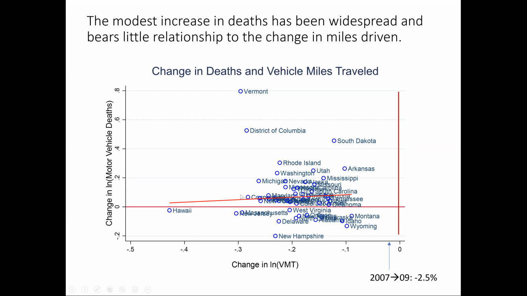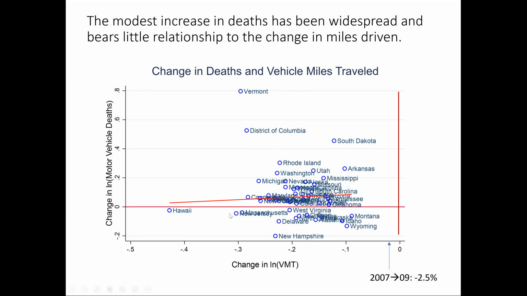The red line here is the weighted regression line. So there's a very slight but non-significant relationship between these. It doesn't look like there's anything; it looks like these are basically dissociated from each other, which really surprised me some. This is total deaths.